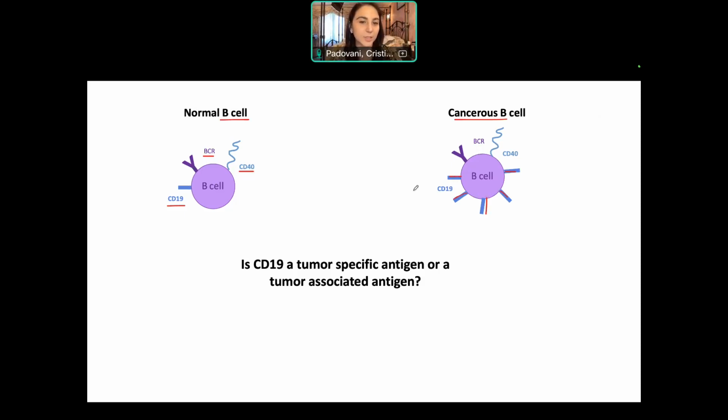So is CD19 a tumor-specific antigen or a tumor-associated antigen? I'm not doing this live, so I'm assuming everyone is saying this is a tumor-associated antigen, because it's a normal antigen that normal B cells have. It's just upregulated a lot more in your cancerous B cells. So this is a tumor-associated antigen, and this would be a good target for a CAR T cell.